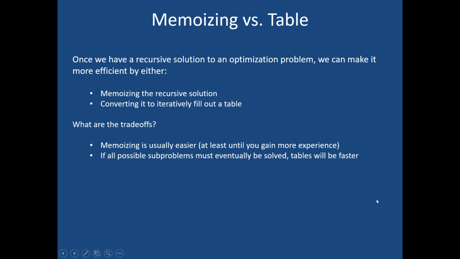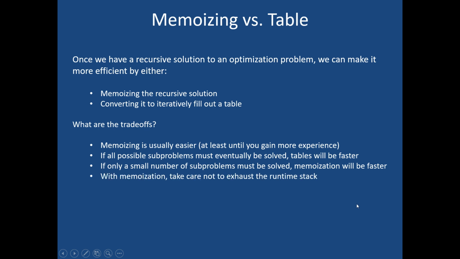If you've got a problem where you figure that every subproblem is going to have to be eventually solved, tables can be slightly faster than the recursive version. On the other hand, if only a small number of subproblems have to be solved, memoization will win out. We'll see an example of that. And you've got to be careful when you're using the recursive solution not to blow the stack.